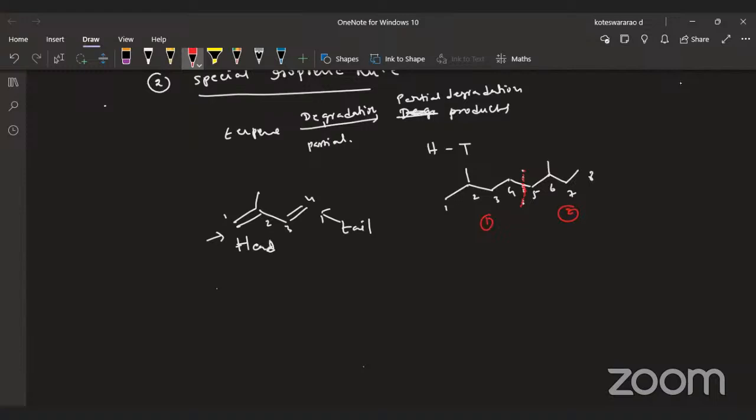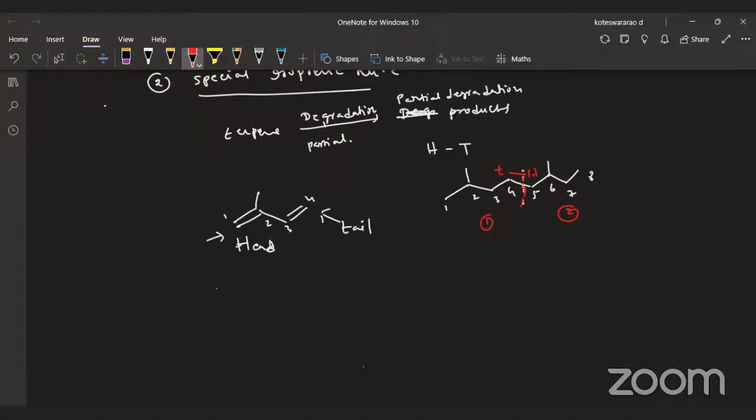This is the first isoprene, this is the tail part, and this is the second isoprene, this is the head part. The two are linked in a head to tail or tail to head manner. The special isoprene rule tells that the isoprene units in natural terpenoids are joined head to tail, head being the branched end of the isoprene. That divisibility into isoprene units, with their head to tail union, is known as the special isoprene rule.